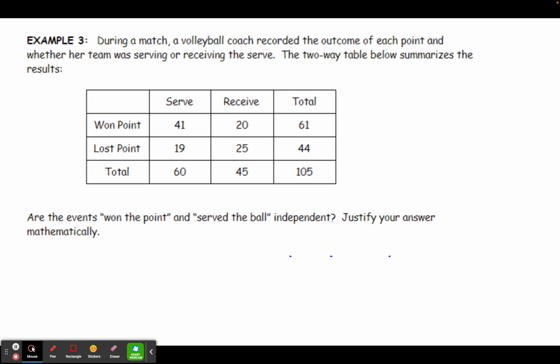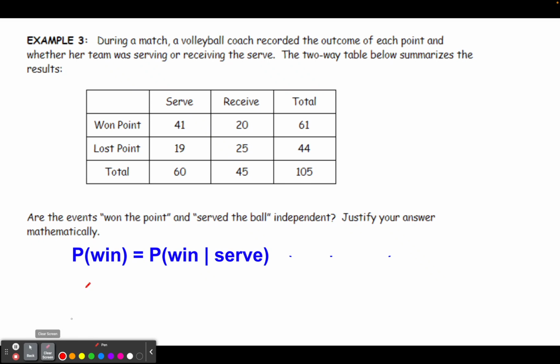Well, our two events are won the point and served the ball. So we wonder if winning the point depends on whether they served or not. So what we can calculate is the probability that they won the point, and also calculate the probability that they win given that they serve the ball. Well, to find the first one, the probability that they win, we take the total number of wins out of the total number of points attempted, so 61 out of 105.